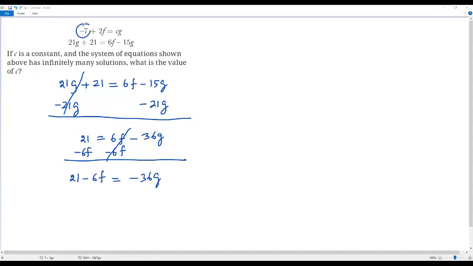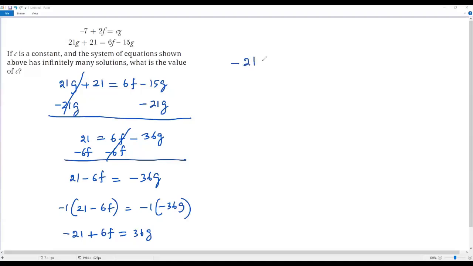In the first equation, the constant is negative, but in the second equation we got the constant and f on the left side, and the constant is positive. To make this constant 21 negative, let's multiply both sides of this equation by -1. So -1 times 21, negative 6f equals -1 times negative 36g. Let's distribute this -1. Negative 1 times 21 is -21, and negative times negative becomes positive, so 1 times 6f is 6f, and 1 times 36g is 36g. Now we have the equation -21 + 6f = 36g.